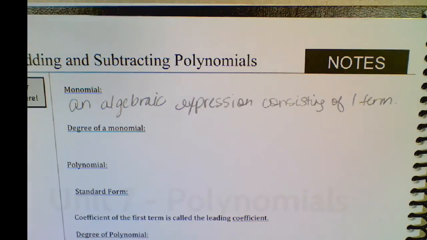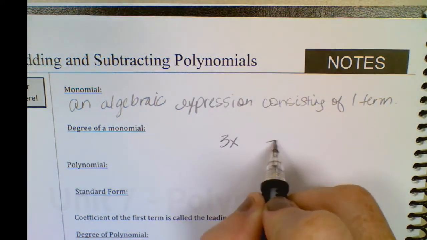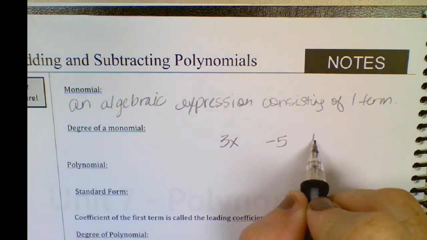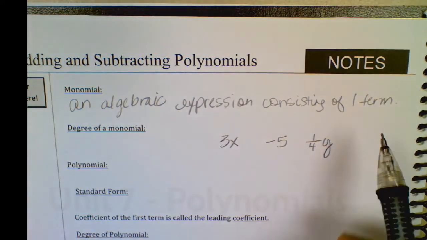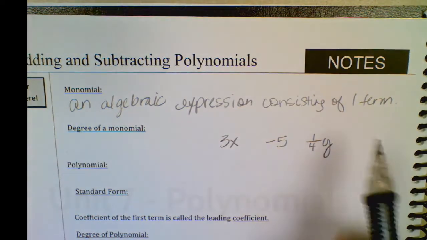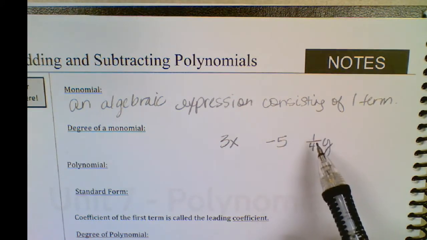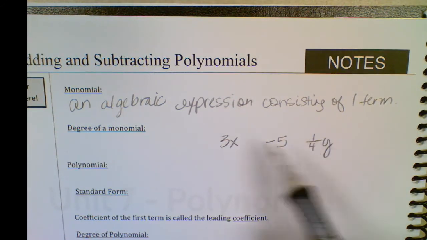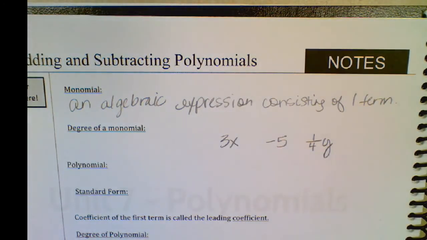Okay. And when I say one term, I mean something that looks like 3x, negative 5, 1/4 y, something like that, okay? It can have as many variables attached to it as it needs to have, and it can be a multiplication or a division problem, like these two are, but it cannot have an addition or subtraction. You'll see why in a minute.